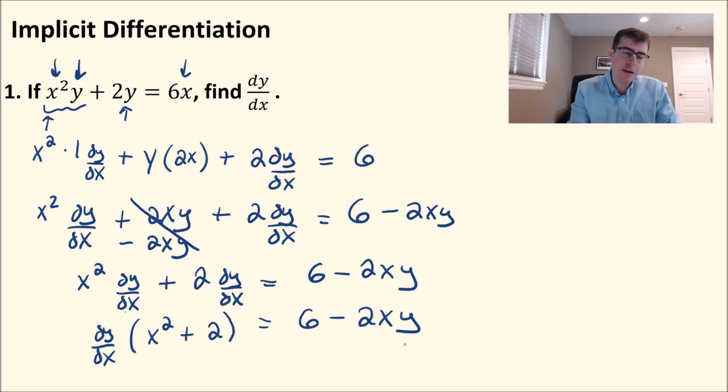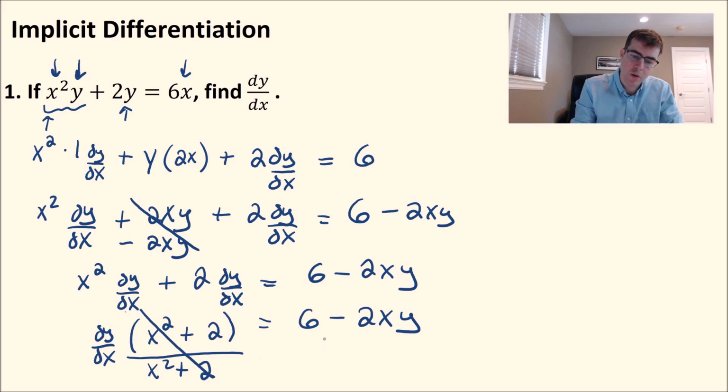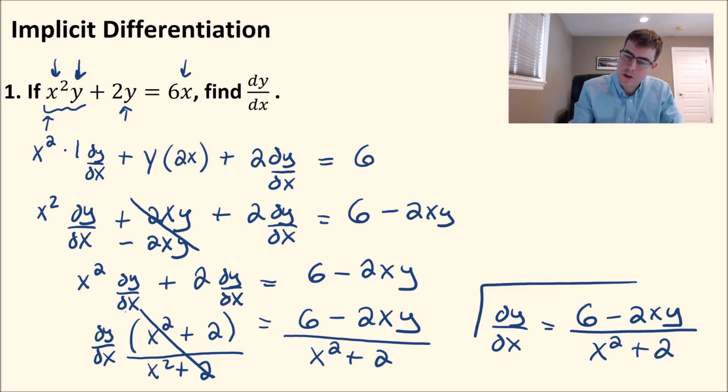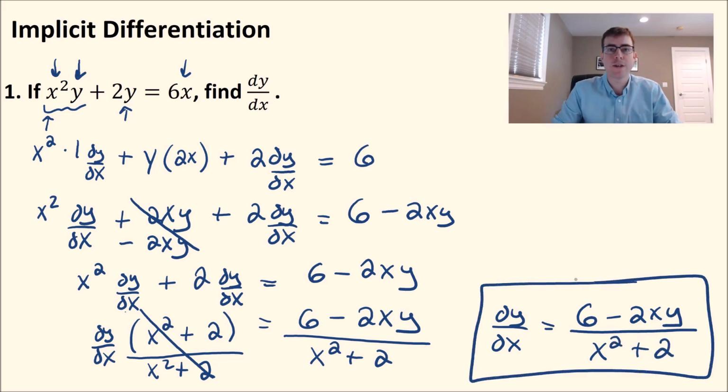And then the very last step here: since we have dy dx times x squared plus 2, we can simply divide by x squared plus 2 on both sides. And there we go. So we're left with dy dx equals 6 minus 2xy all over x squared plus 2. And that would be our final answer. And that's it.